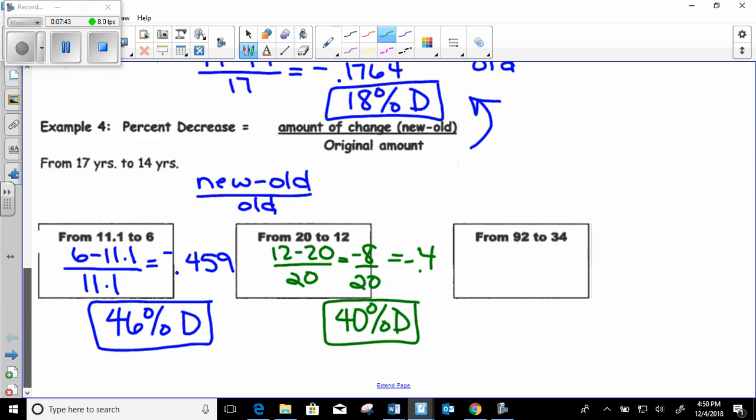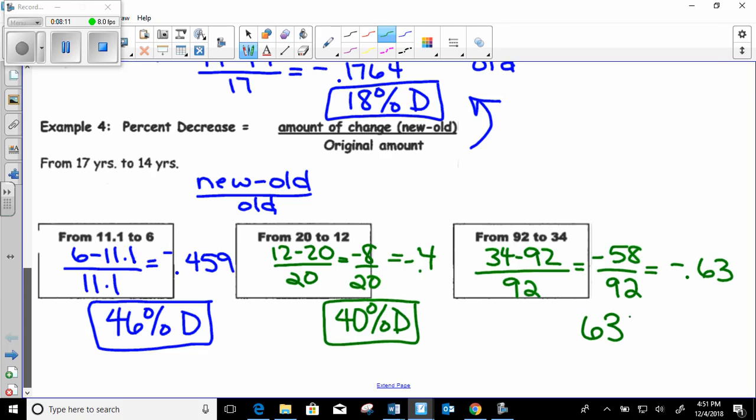Okay, go ahead and pause and try the last one on your own. Okay, hopefully you have solved it correctly. We're going to say 34 minus 92 over 92. You will get a negative 58 over 92, which gives you a negative 0.63. So that is a 63% decrease.